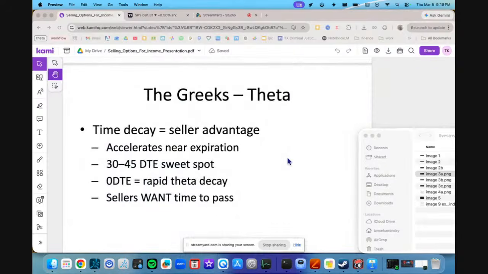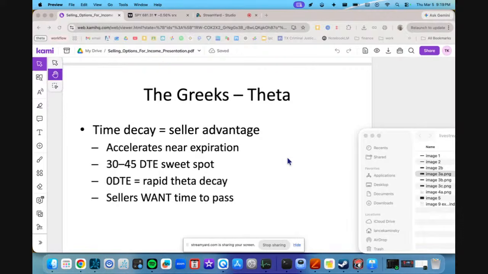All right, theta I did mention a little bit before. Theta has to do with the time decay. This has a seller advantage to it. When you buy an option, you're essentially controlling shares of stock and you're paying the theta. That's the intrinsic and extrinsic value of the option. When you sell it, you're essentially taking that in.